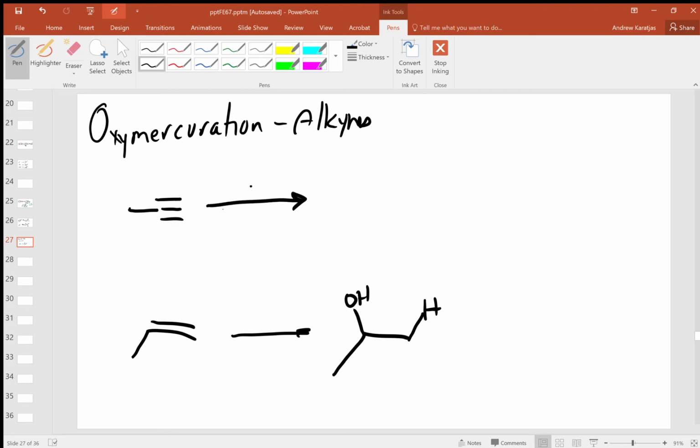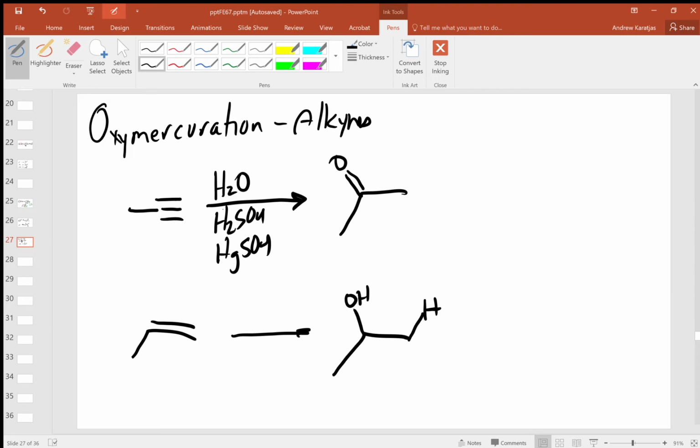In an oxymercuration for alkynes, which generally uses water, sulfuric acid, and mercury sulfate, instead of forming an alcohol, we end up with a carbonyl. So as we'll see here, there are some similarities in the mechanisms as well as some pretty significant differences.